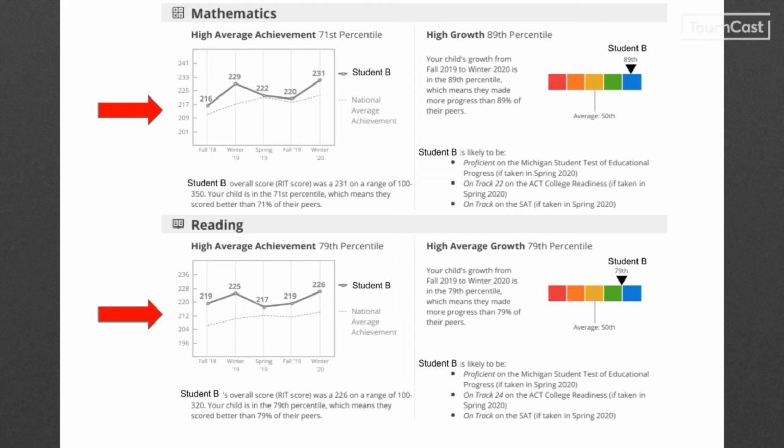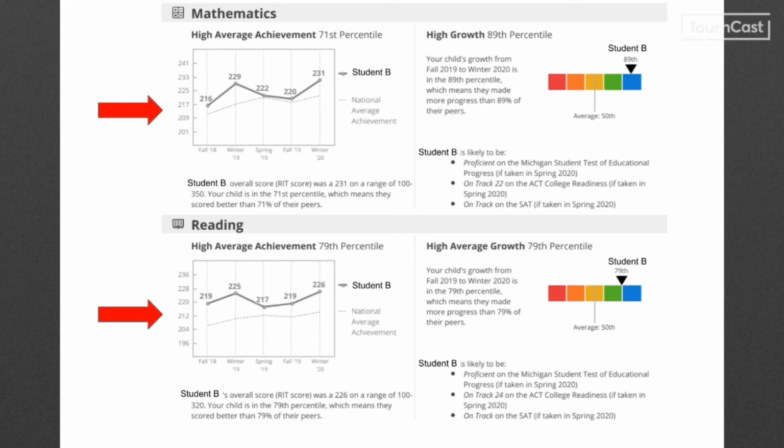Reading the summary below the graph, student B's current score puts him in the 71st percentile in math and the 79th percentile in reading, which means that student B's score was at or above the level of 71% of other 6th graders in math and 79% of other 6th graders in reading from across the country.